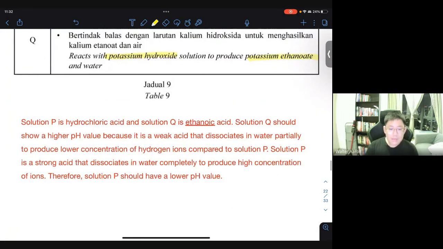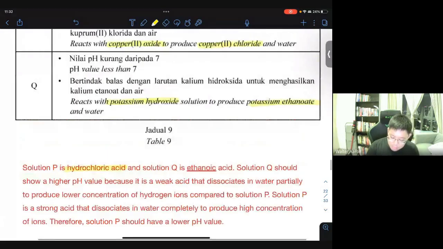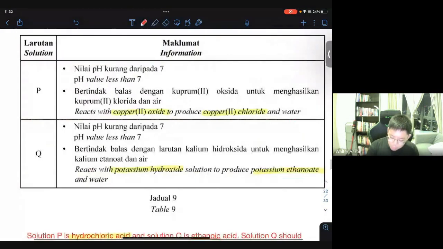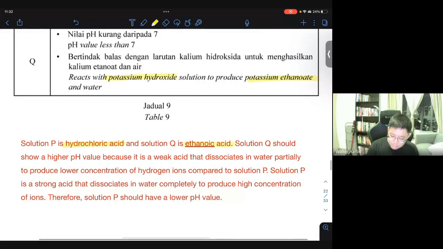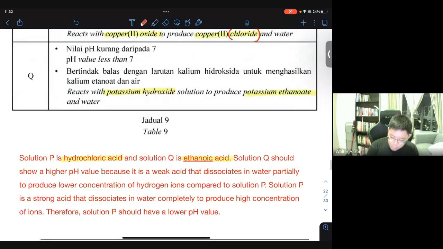So P is supposed to be hydrochloric acid. How do I know? Because you see, it forms copper chloride solution. So if it's a chloride, it means you need a chloride-based acid, and that's hydrochloric acid. All right, how do I know that Q is supposed to be ethanoic acid? Because it forms potassium ethanoate. To get an ethanoate salt, you need to have ethanoic acid. So P and Q here are done already, 2 marks already, okay?